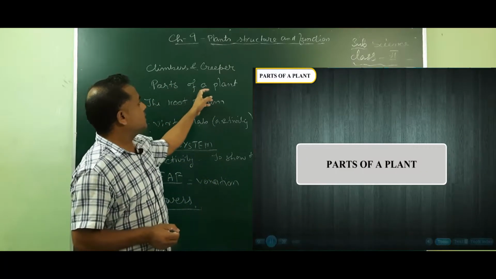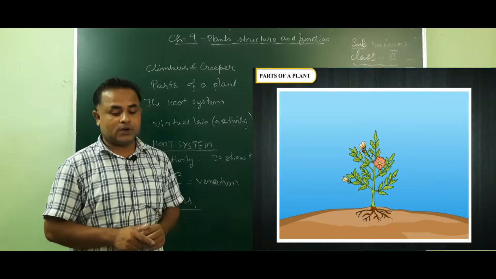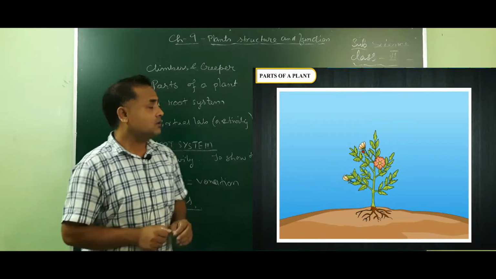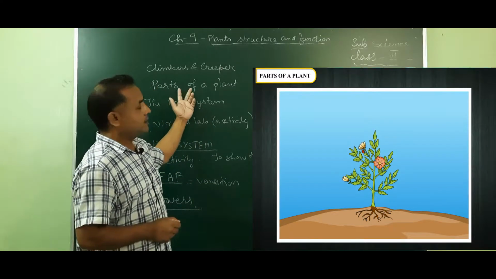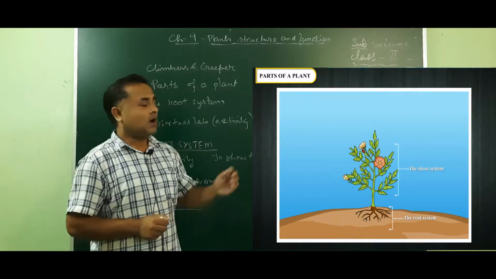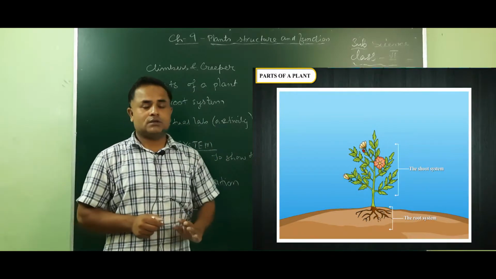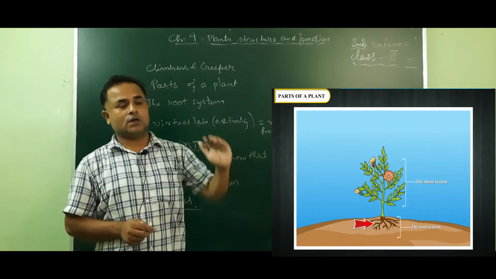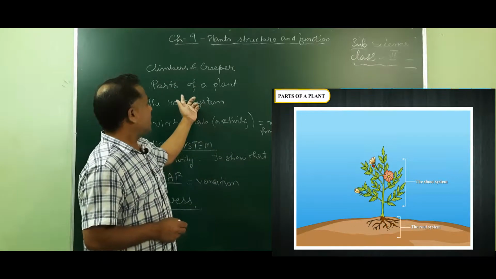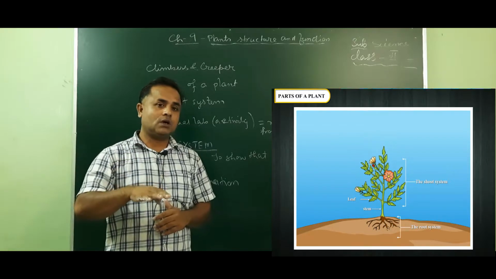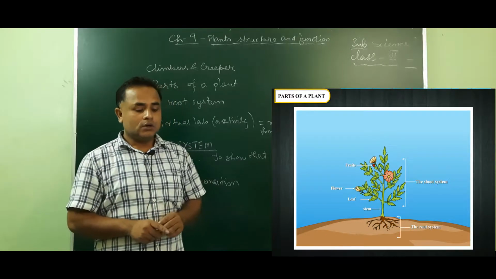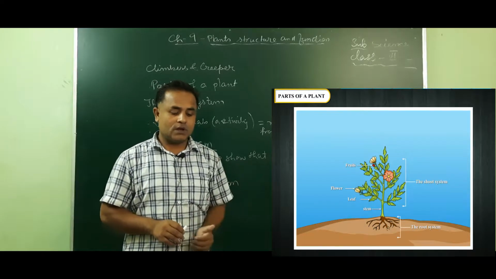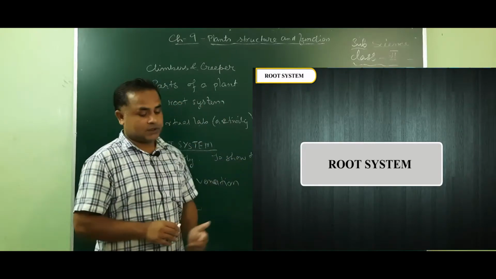Now we will see the parts of the plants. The parts of the plants are divided into two parts. One is the shoot system and one is the root system. Those parts which grow above the soil are called the shoot system, and those which grow below the soil are called the root system. Now we'll see what is the root system.